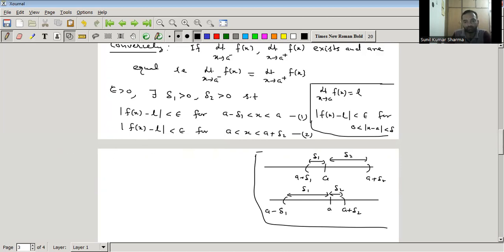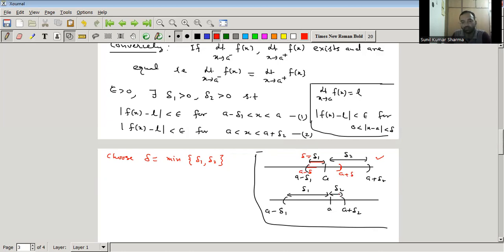So now what we do, we choose one number. Because we don't know whether delta 1 is greater or delta 2 is greater, we choose delta as the minimum of delta 1 and delta 2, whichever is minimum. This is my first case, right? If this happens, then this is my delta 1, so I choose delta 1 to be delta. So this is my a minus delta and a plus delta, right?